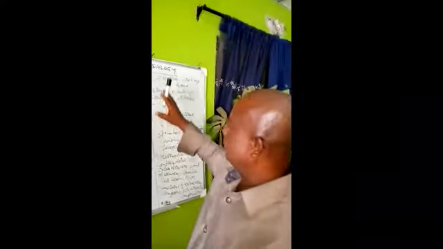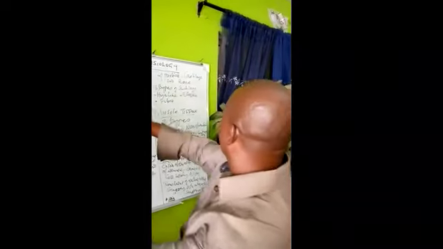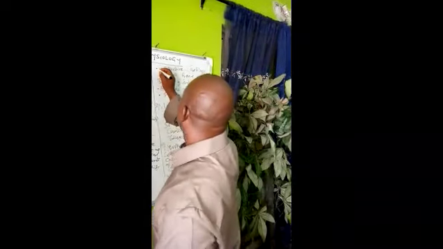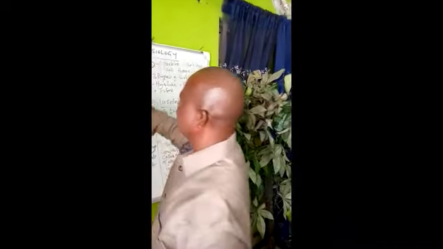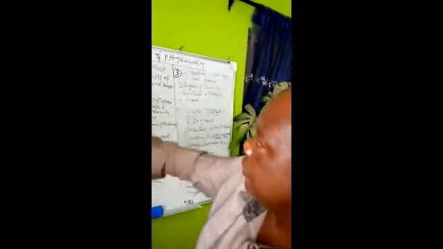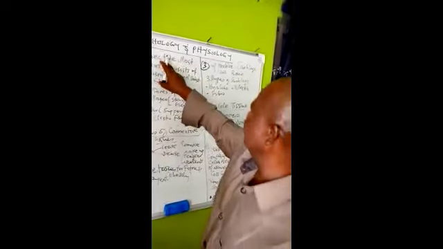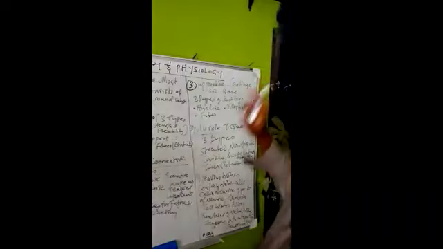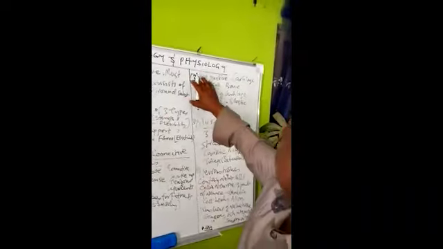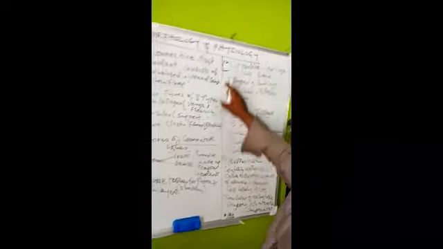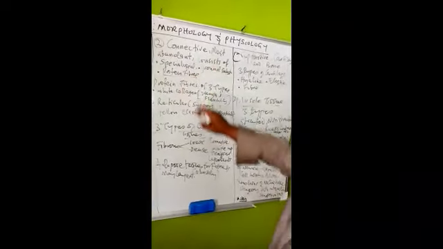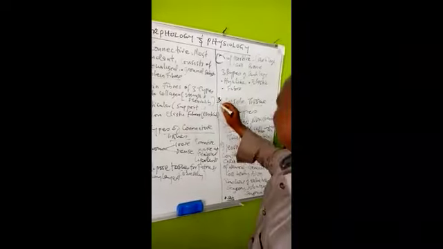That is for the supportive tissue. And there are four types of tissues. We have now discussed the epithelial and the connective. Now we are going to the third one, muscular tissue.